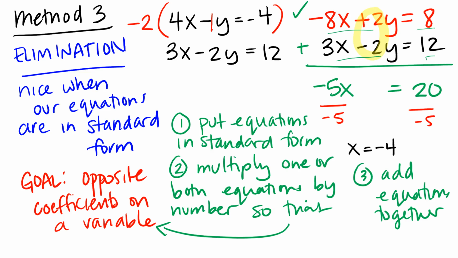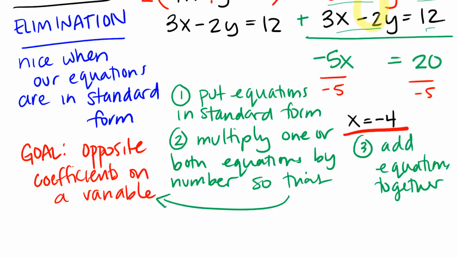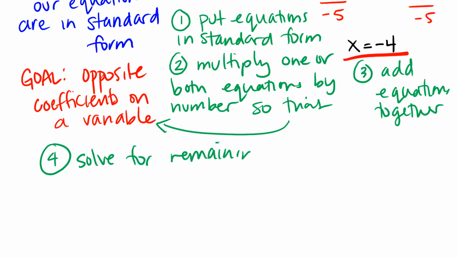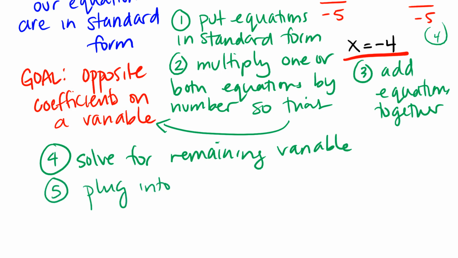We still have one more step, right? Just like in the last problem, all we have right now is x. We also need y. So step 4, solve for the remaining variable, because we had to do that one piece. It's always going to just be divided by that coefficient. So step 4 happened there. And then step 5, plug into either equation to find the other variable.